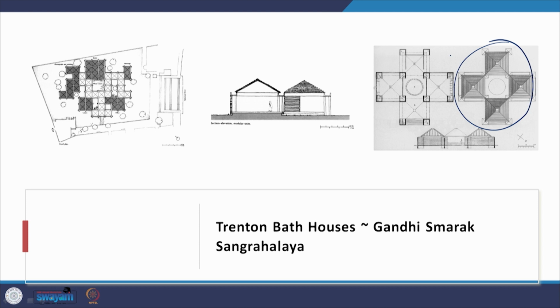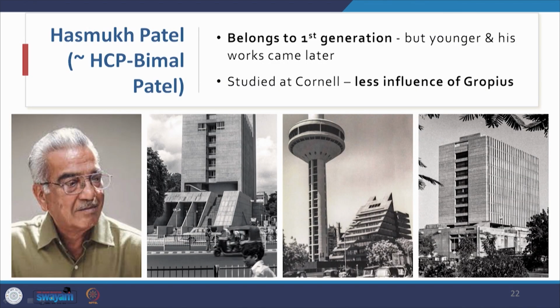So, the Trenton bathhouses are also a series of modules that are used in multiples, and so also here in the Smaraks Sangrahalaya, the difference only being that this is a more rigid organization, whereas this is more like an organic Indian village organization. The other architect who played a very important role in those early years was Hasmukh Patel of Hasmukh C. Patel, the firm that we talked about.